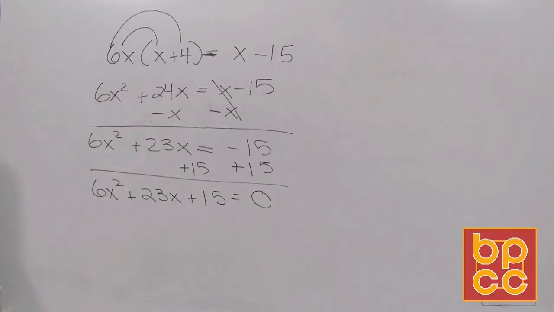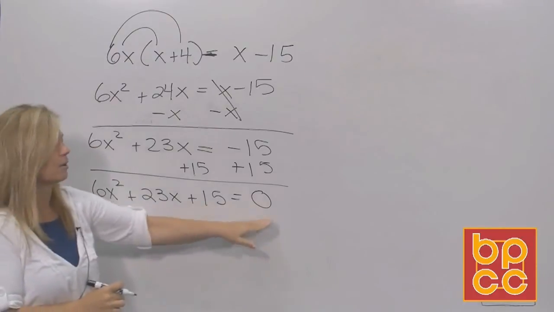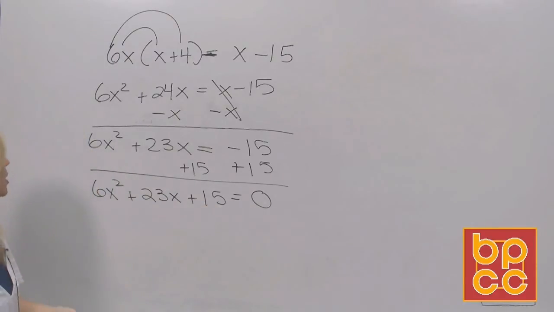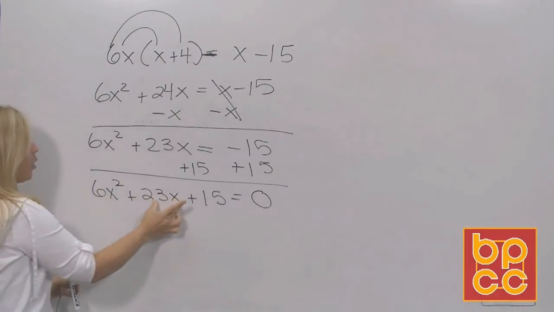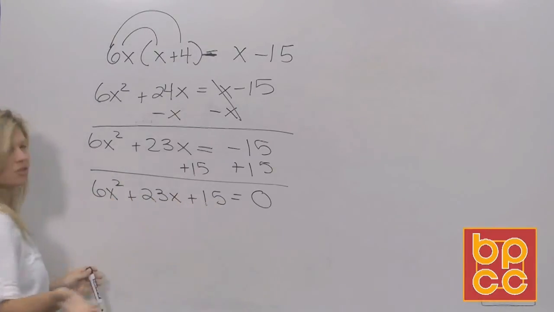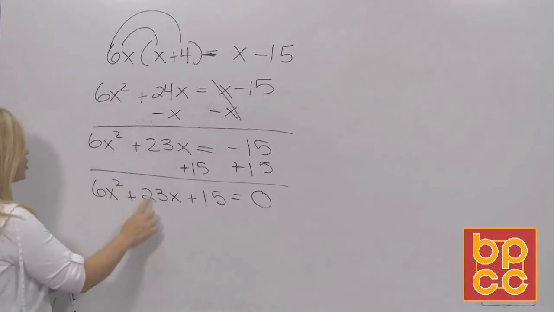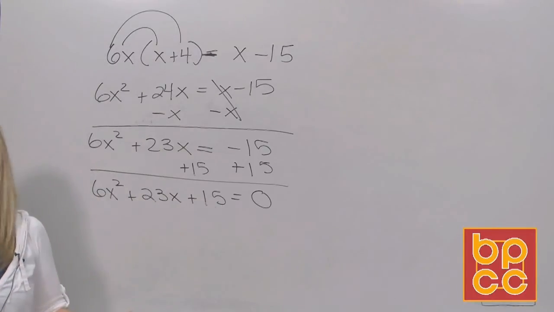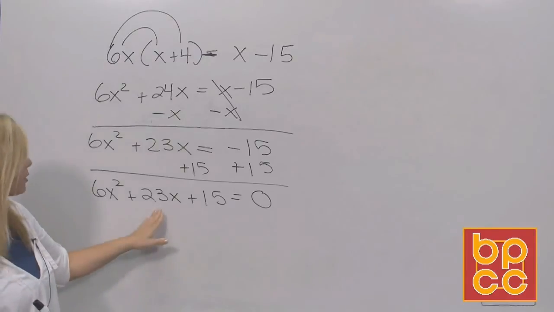Beautiful. So now we have our equation that's quadratic equal to 0. Now it's factoring time. So the first rule of factoring is GCF. GCF is, can you divide all the terms by the same thing? Well, they don't all have an x, so we can't do that. And 6, 23, and 15 cannot be divided by the same number because 23 is prime.